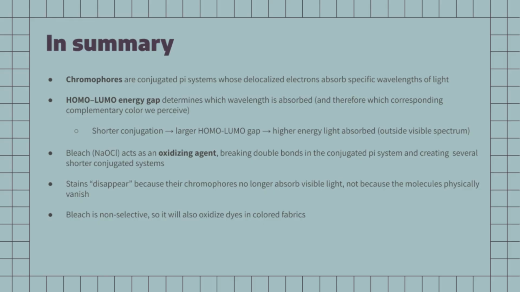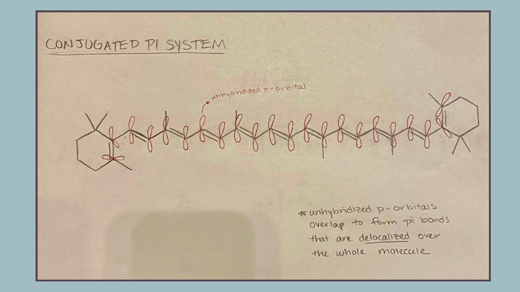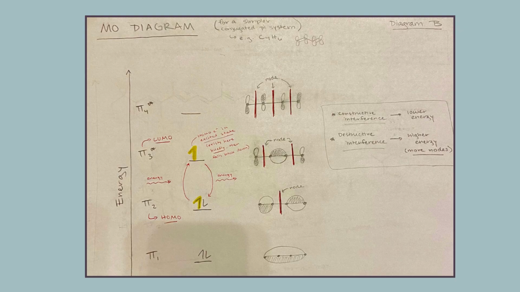In summary, first, stains have chromophores. These are conjugated pi systems with delocalized electrons that can absorb specific wavelengths of light. That absorbed wavelength determines the HOMO-LUMO transition, and the size of that energy gap tells us exactly which wavelength gets absorbed, and therefore which complementary color we end up seeing.